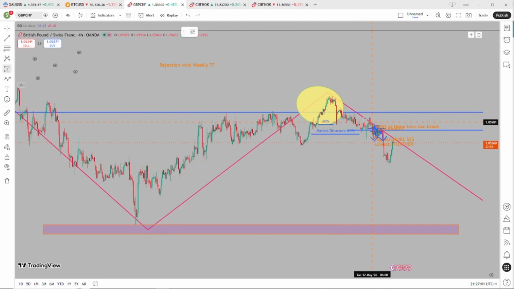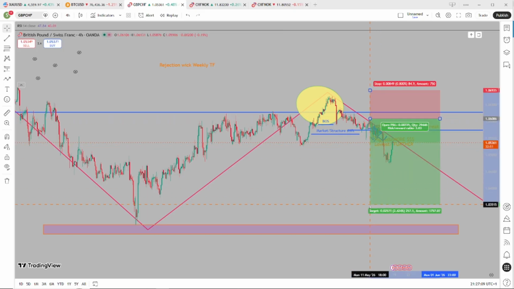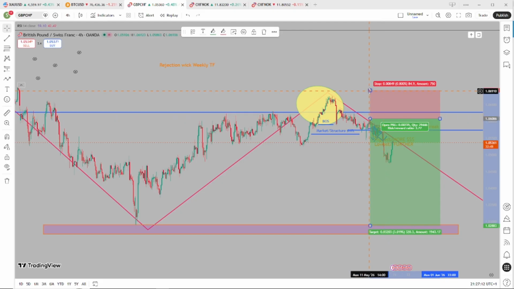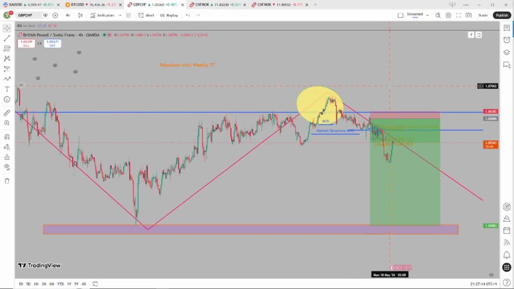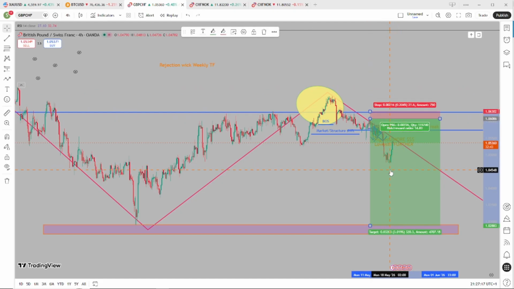Down here. Where did we enter? Yeah, roughly there. We're targeting down here. And where was my stop loss? Just above the range. This is the best trade you can ever get in. Look at the risk versus reward. This is like a 1 to 17 risk versus reward, in my opinion. I think it says ratio 14.83, I don't know. But this is a 1 to 17 risk versus reward.